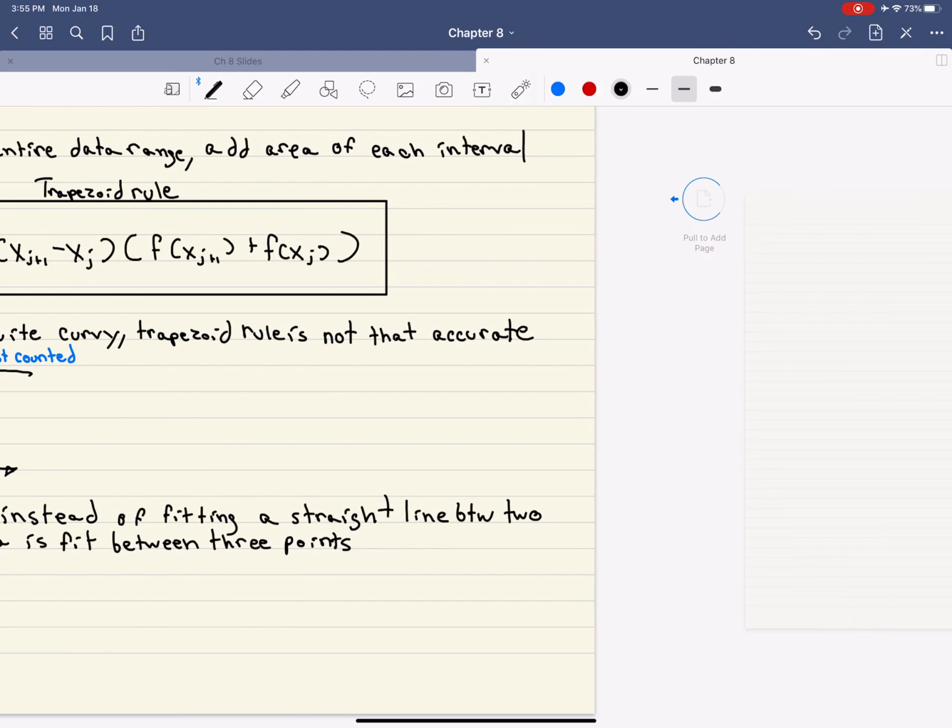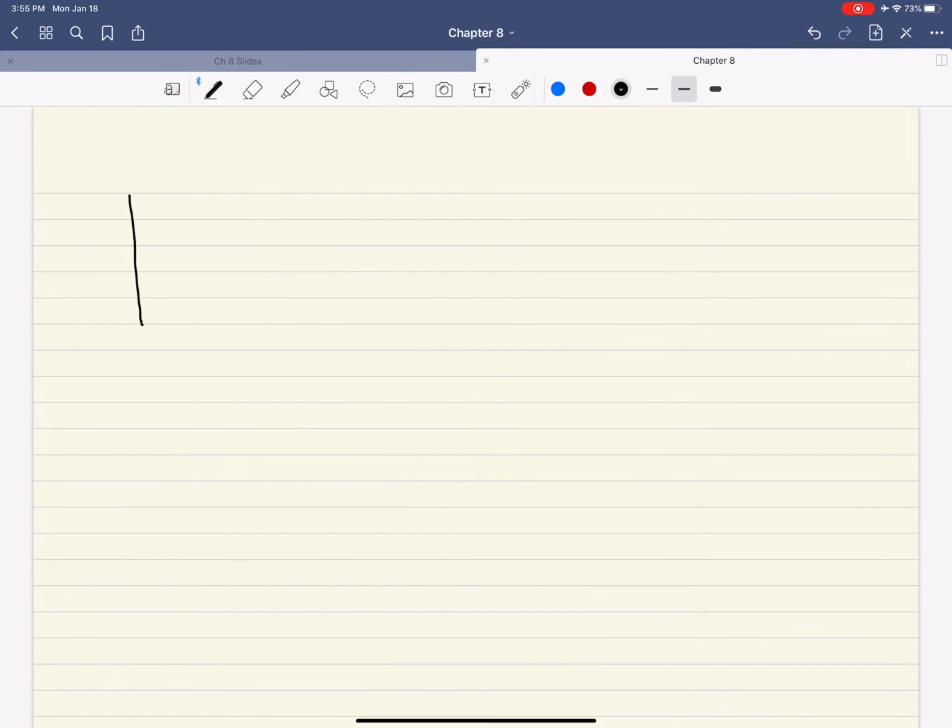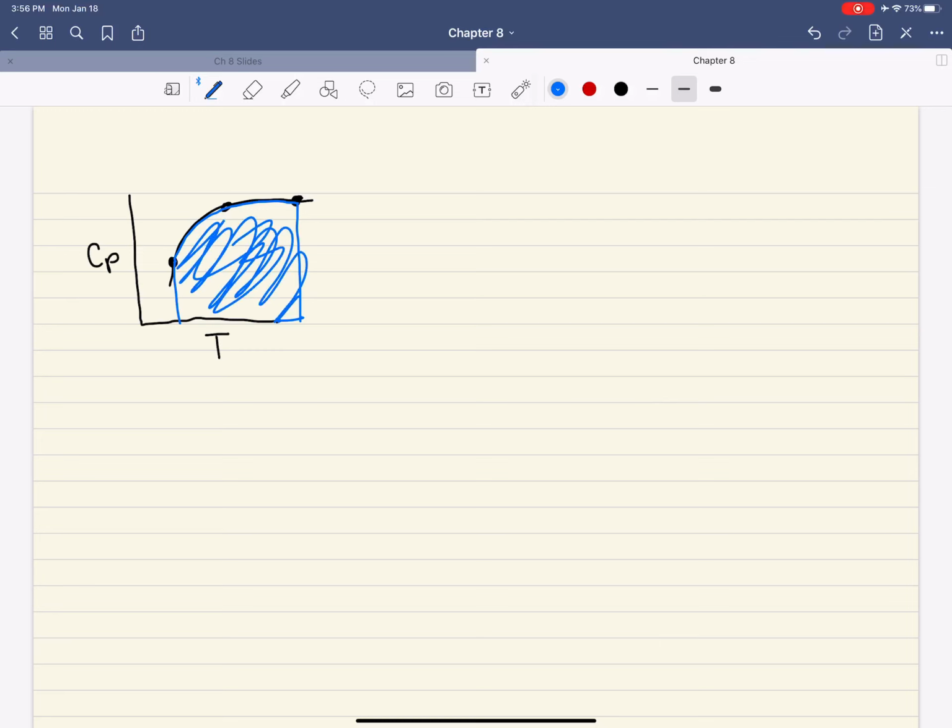Okay, so if I go to the next slide, if I redraw that sketch I had, where I have CP versus T, I have a similar sort of function. But now, rather than 2 points, I'm going to draw a third one here. What Simpson's Rule does is it'll approximate this part as a parabolic function, where this is the area of a parabola.